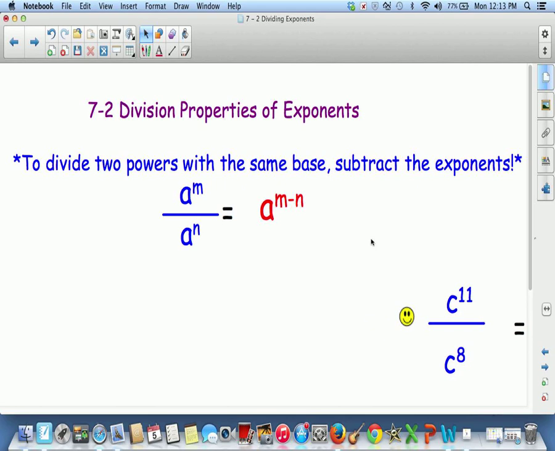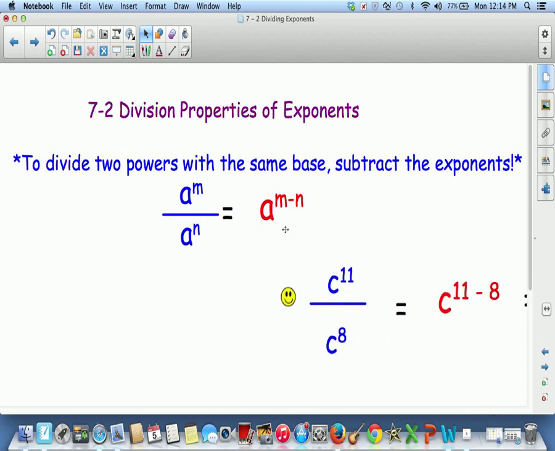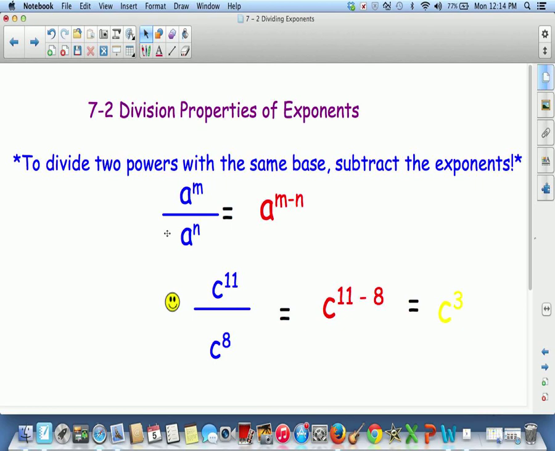So with dividing powers, you're going to subtract the exponents. That's the rule, you're going to subtract the exponents. For example, if we had c to the 11th over c to the 8th, again, we're all about that base. That base has to be the same in order to do this. So we'd subtract 11 minus 8, and we'd end up with c to the 3rd.